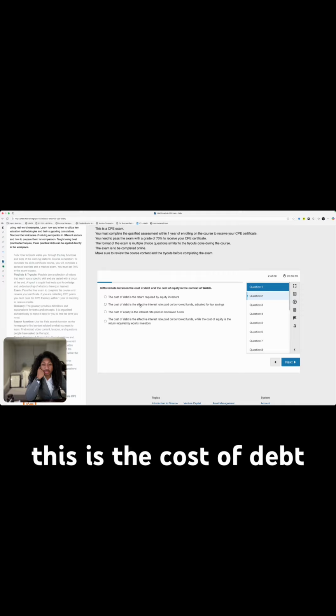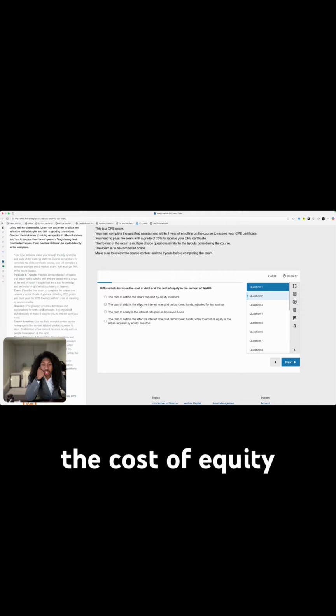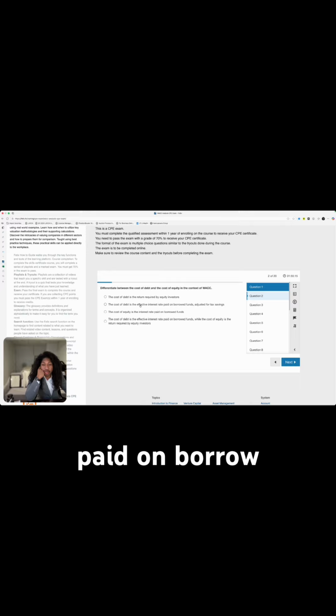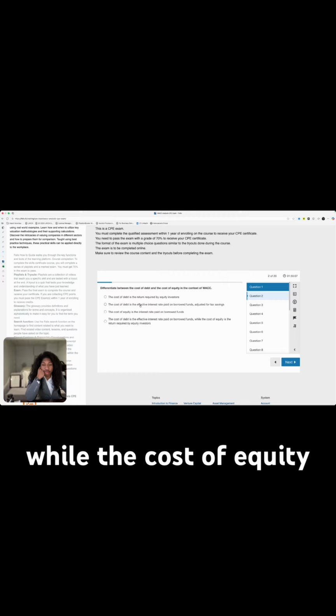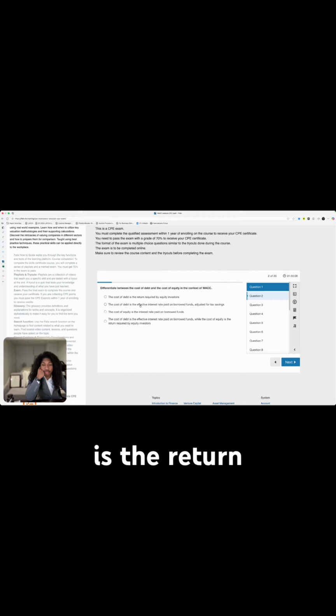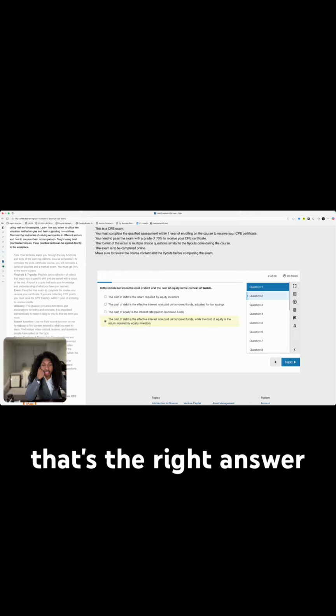This is the cost of debt and the cost of equity. Okay. The cost of equity is the interest rate paid on borrowed funds. The cost of debt is the effective interest rate paid on borrowed funds, while the cost of equity is the return required by equity investors. Okay, that's the right answer.